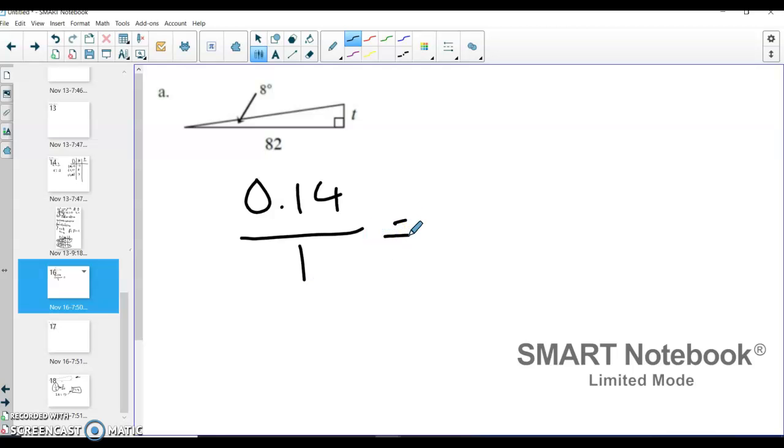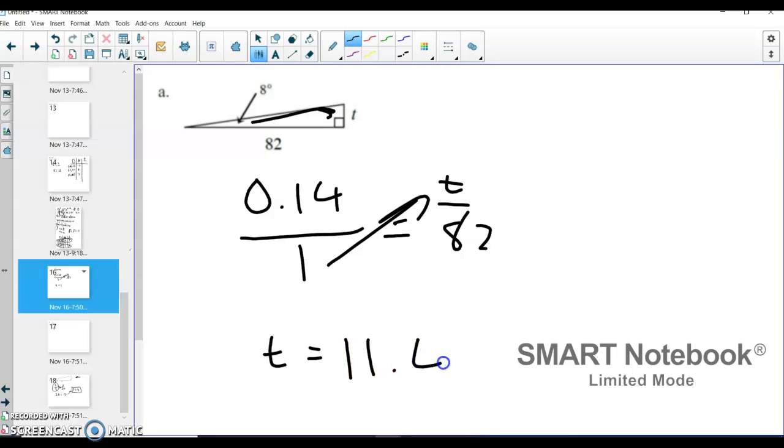That equals the rise over the run. Since t is across from the 8, t is the rise, 82 is the run. 1 times t gives you t, and 0.14 times 82 gives me 11.48 as a length for t.